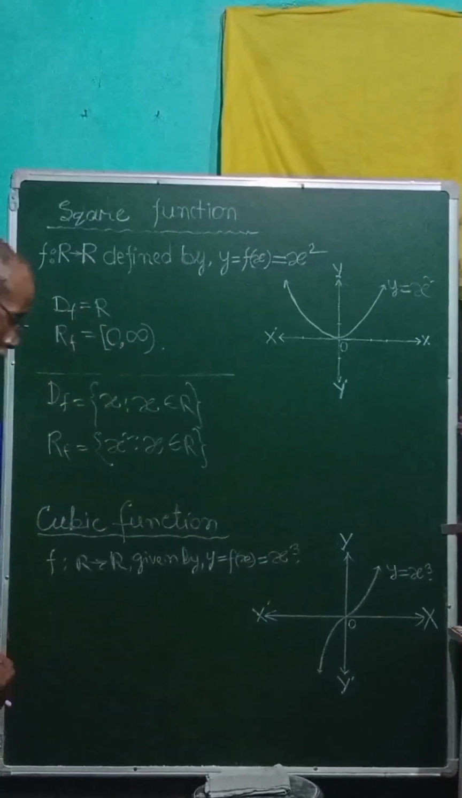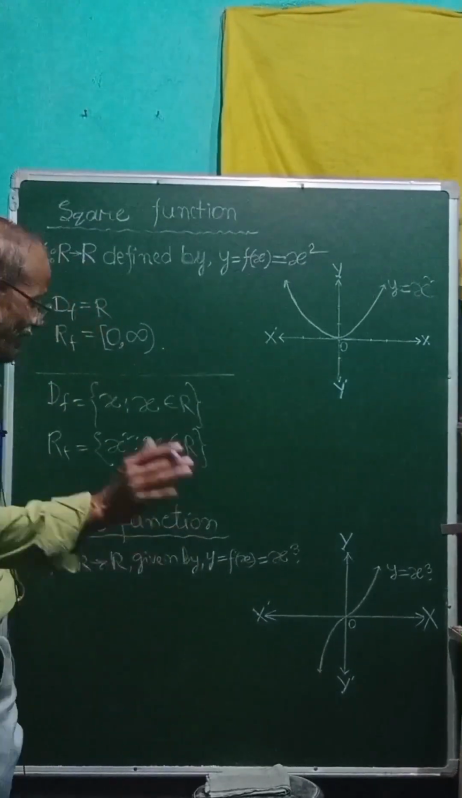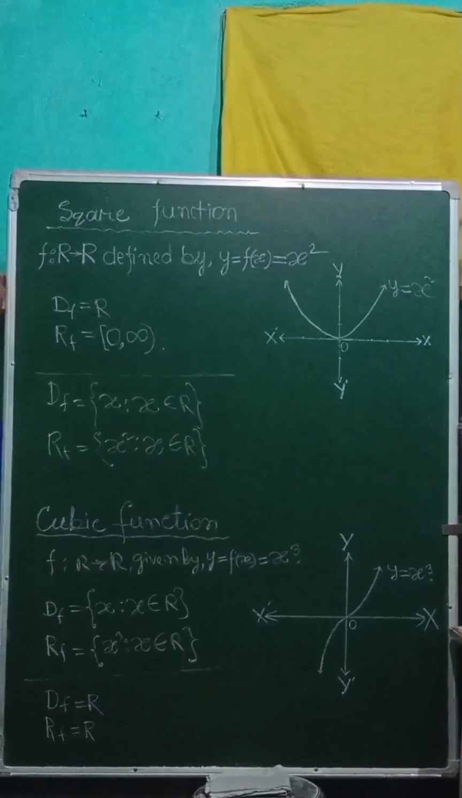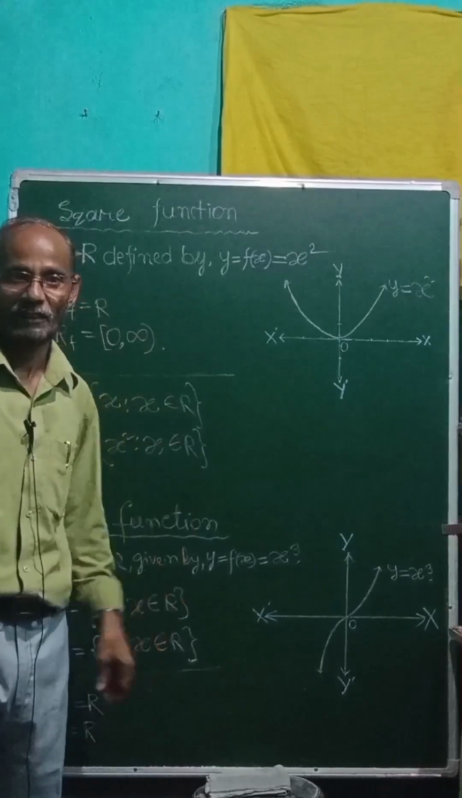Okay, so this is one combination, and another combination is something like that. You can take any of the sets. Now we are moving to the reciprocal function.